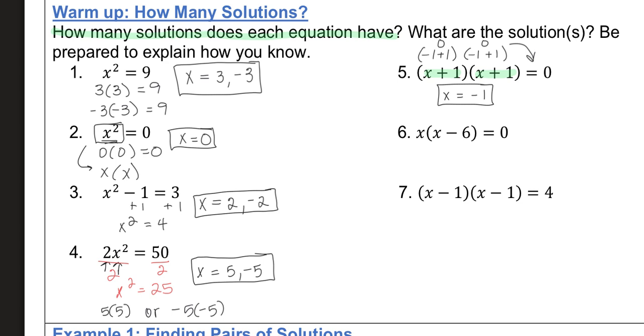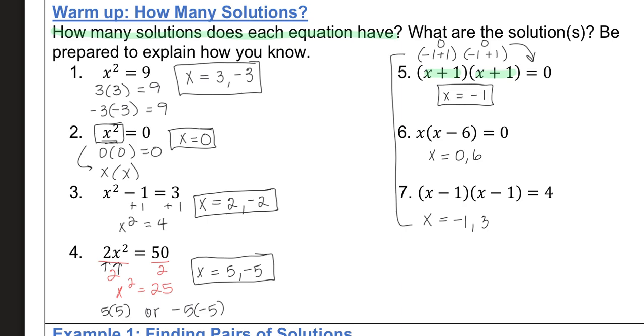Okay, so if you want to try 6 and 7, go ahead. I'll give you the answers, but we're going to talk about solving them in the next couple of days. So number 6, x either equals 0 or 6. And number 7, x equals negative 1 or 3. Okay, so don't worry too much about these right now. But if you did try them and found those answers, that's what they would be.